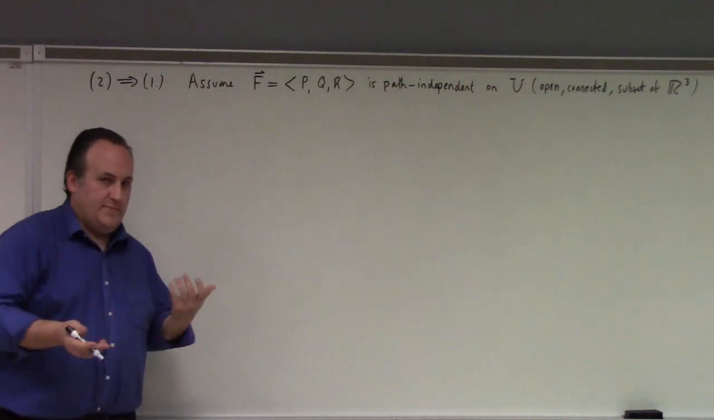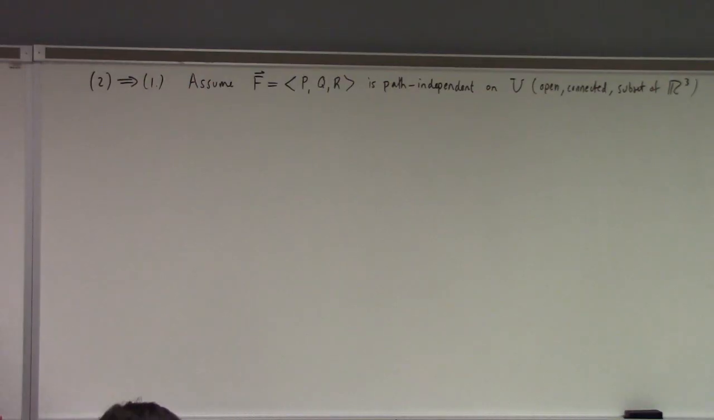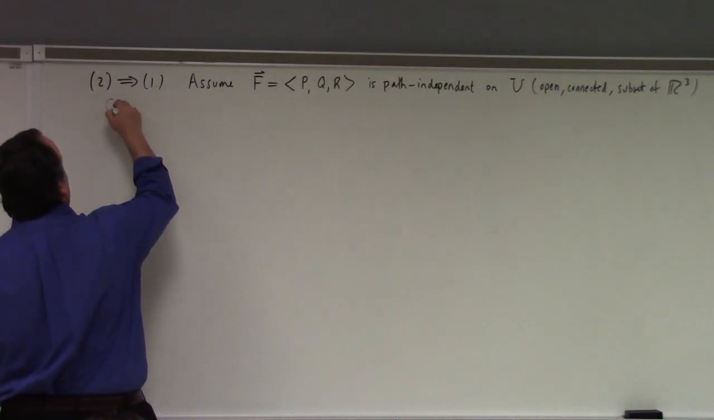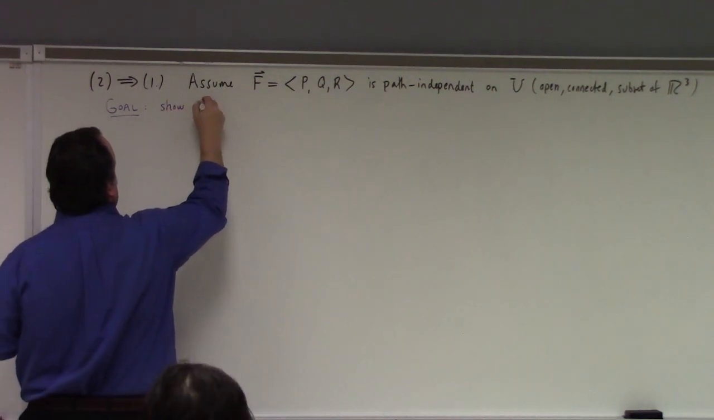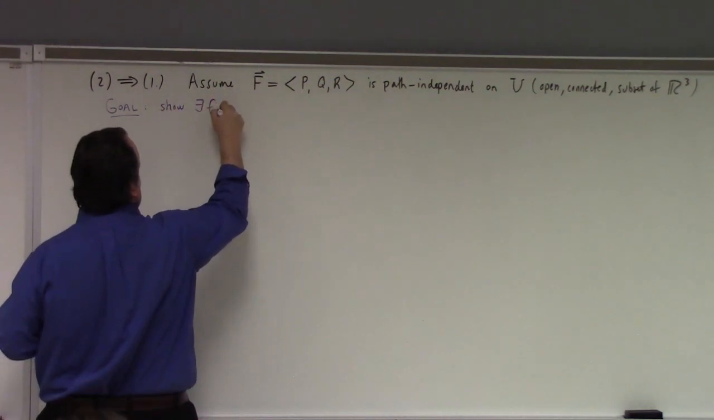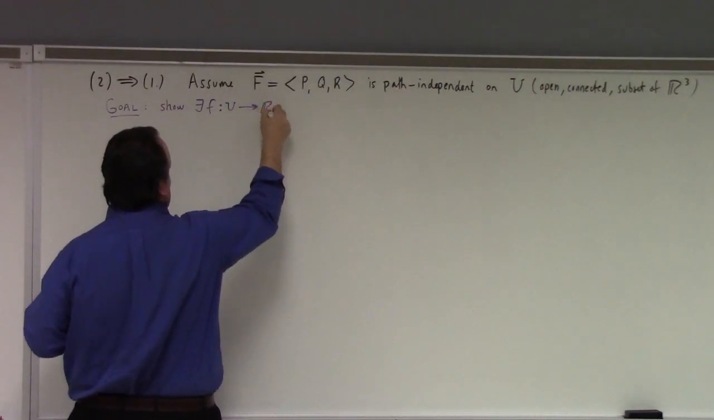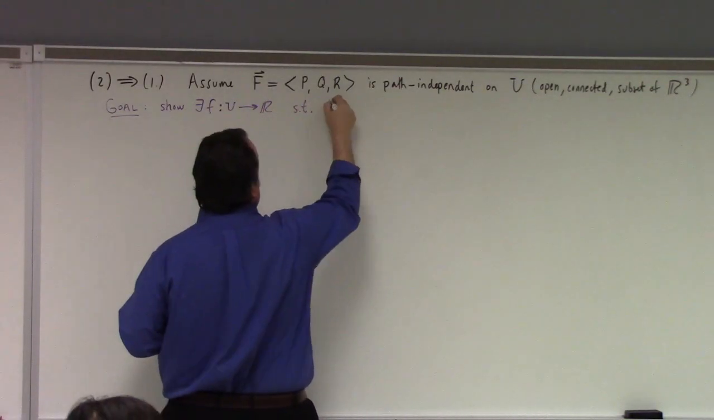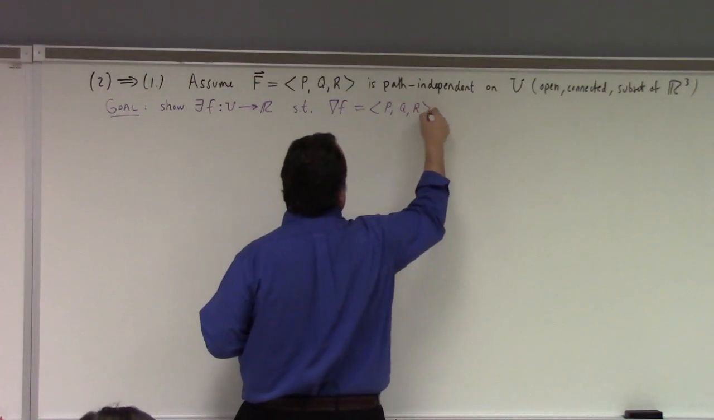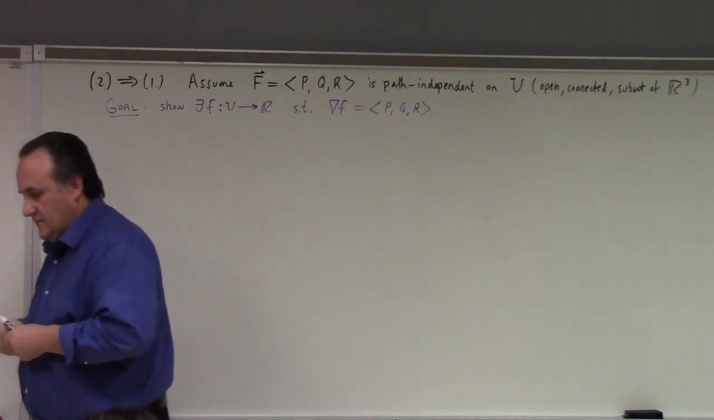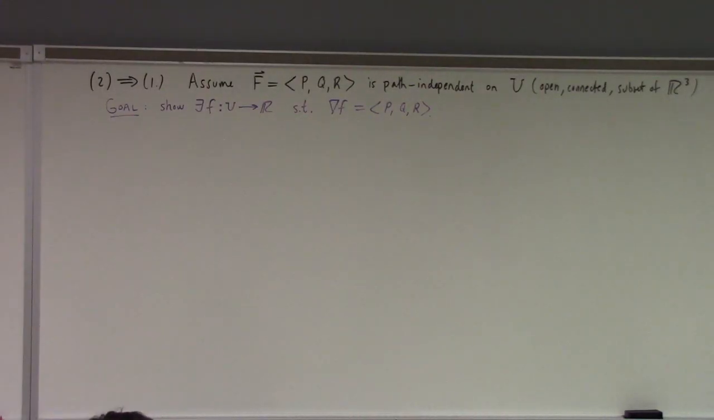Now, F being conservative, we define to mean that it's equal to the gradient of a potential function, right? So our current goal is to show that there exists a function from U to the reals such that the gradient of little f is equal to PQR. That's the task that's in front of us. All that we have to work with is the path independence of the vector field.